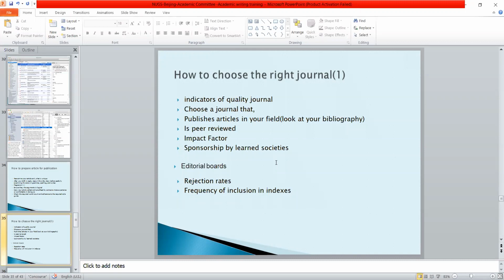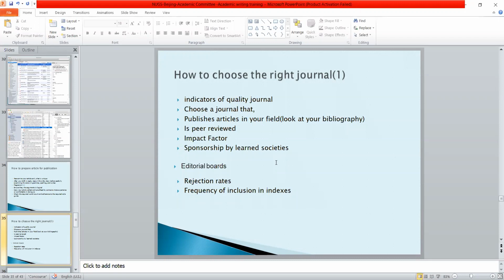Then, sponsorship by a learned society is one of the indicators of what a good journal is, which you are able to verify. For instance, the Ghana Medical Journal, the Journal of the Medical Association. If you go there and this particular journal is sponsored by the Medical Association, it means that it is a recognized journal. If the UN is sponsoring a particular journal, it is a recognized journal. So that is one of the areas that you must always look at.